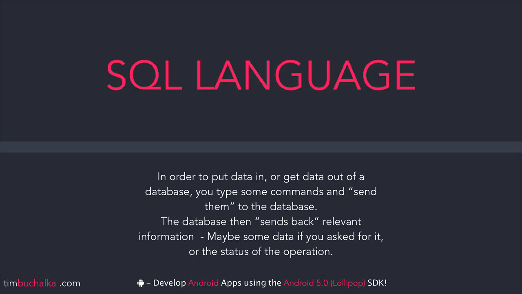Now maybe that information that it'll send back is the data that you requested. For example, if you asked for a list of all the customers in a given table, the database might send that back to you, or it might return the status of an operation. For example, if you wanted to delete a particular customer, it would return a message or some sort of status letting you know that it was successful or it wasn't successful in deleting that customer.